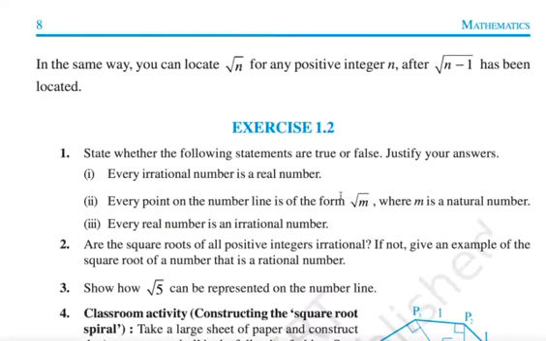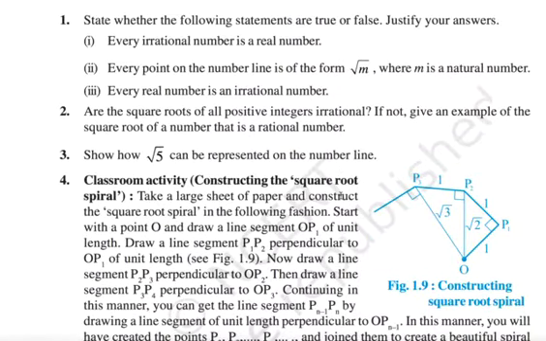State whether the following statements are true or false just by your answer. Every rational number, irrational number is a real number. That is correct. Every point on the number line is of the form root m, where m is a natural number. No. Every point on the number line is of the form root m. Every real number is an irrational number.